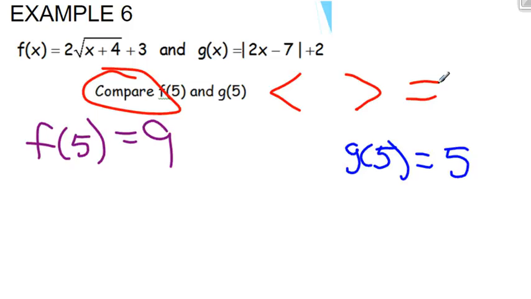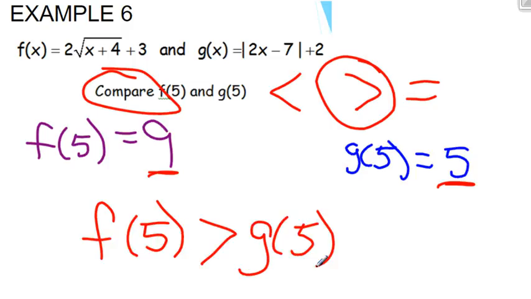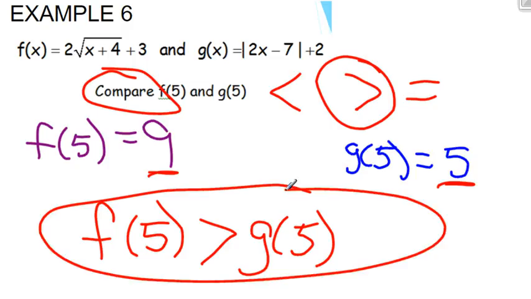Well, f of 5 is 9 and g of 5 is 5. Which one is bigger? 9 is bigger, right? Another word for bigger is greater, which means we're going to use the greater than symbol. So I'm going to say that f of 5 is greater than g of 5. That's the statement you need to have as your answer.